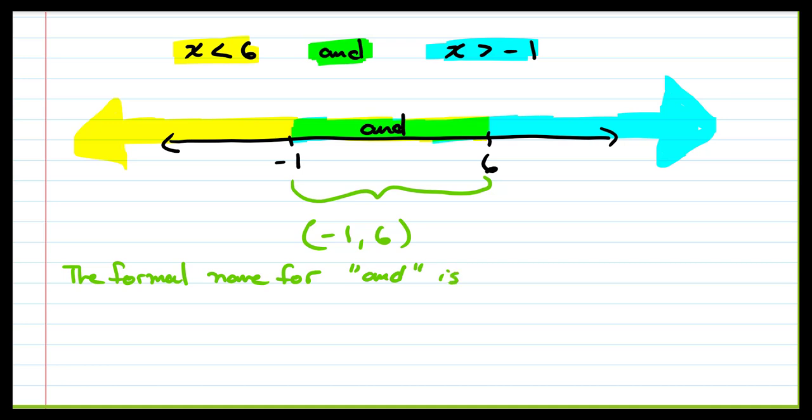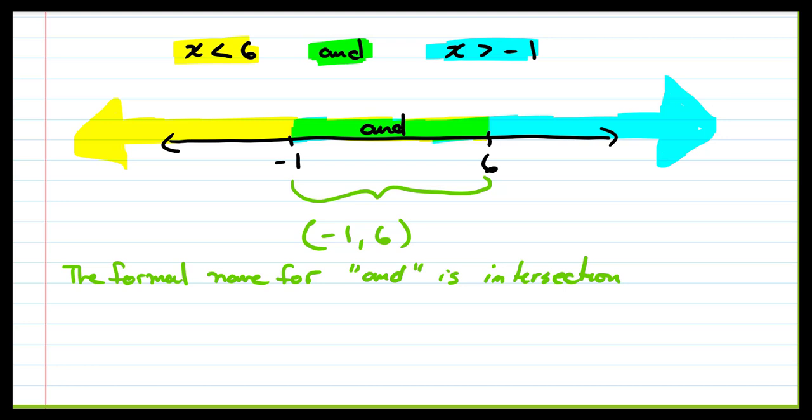The formal name for an and is intersection, which means where do the two sets overlap? And the values that they have in common, or the values where they overlap, are in between negative 1 and positive 6. So that is a visual representation of an and type inequality.